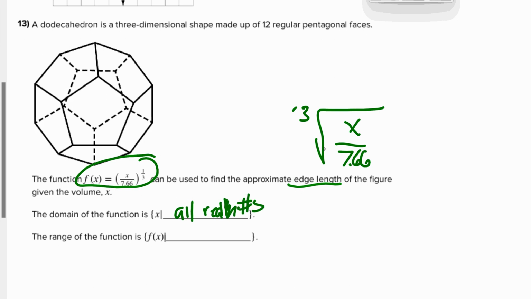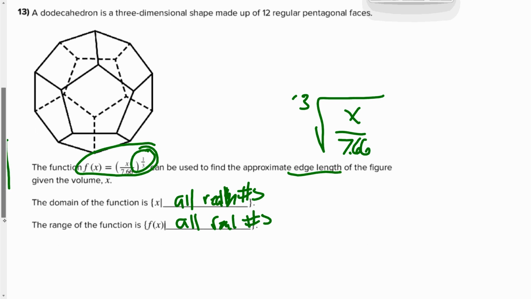And then what am I going to get out? As long as I put in anything in here, I should get all real numbers out as well. Look at what that denominator is, and that will help you. If it's an even, that means we can't have negatives. But if it's an odd, that means we can have all real numbers out. Okay, so I think that's it for this page.